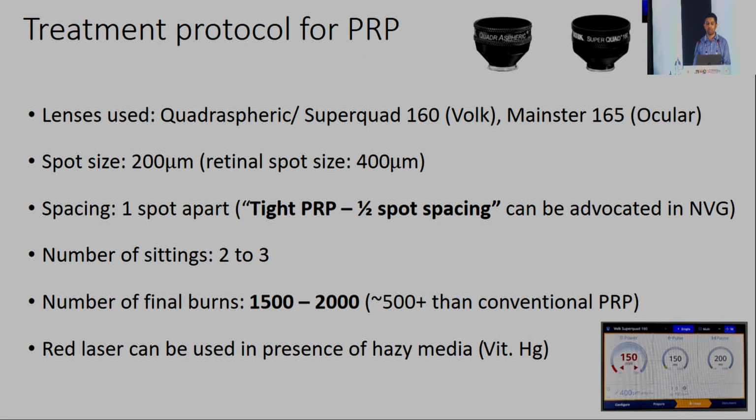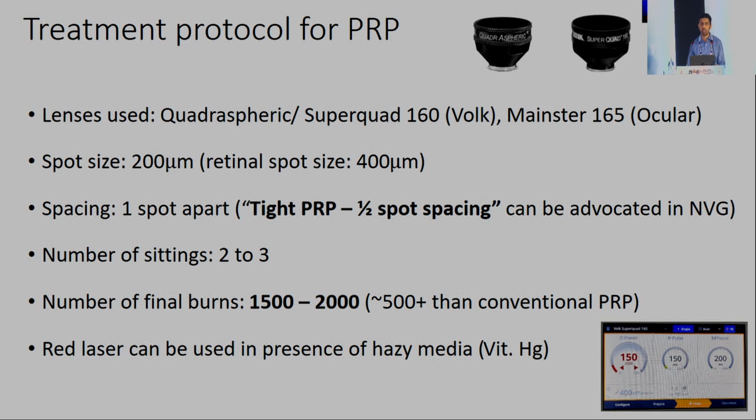So coming on to the treatment protocol for PRP in NVG, the special thing we should see when we are doing PRP in patients with NVG is that we have to do a little tight PRP. Usually when we do conventional PRP, the spacing is about 1 spot size, whereas in NVG, ideally it should be very tight, half spot spacing is advocated. The number of sittings is 2 to 3, and the number of final burns is 1500 to 2000, which is approximately 500 more than the conventional PRP.